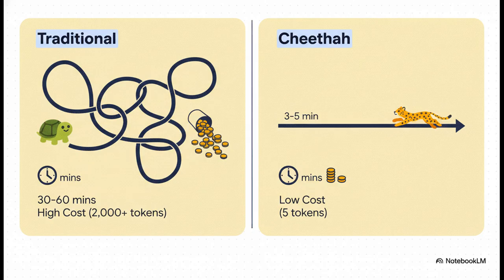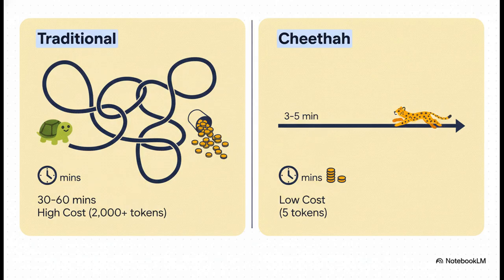Traditionally, it's this slow, painful back and forth. You tell an AI what to do, it spits out some code, you find the mistakes, you tell it to fix them, and you just repeat that over and over. That whole cycle can take up to an hour, and it's surprisingly expensive, costing over 2,000 tokens. And you can just think of tokens as the money you pay the AI. Cheetah just completely flips that script.